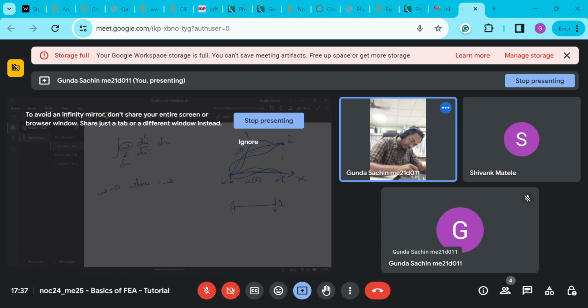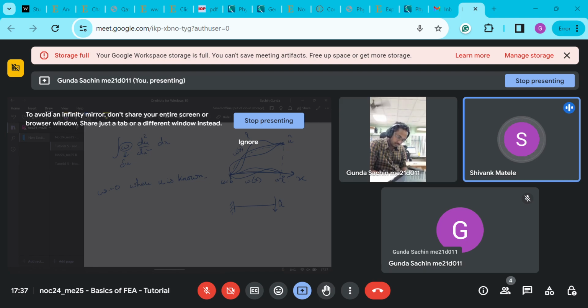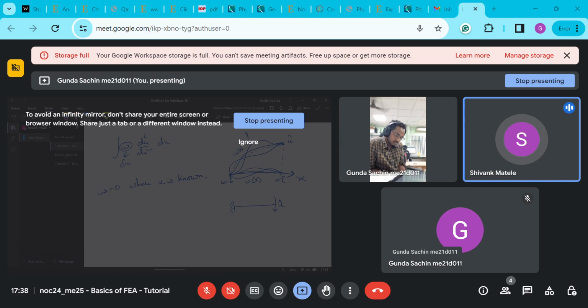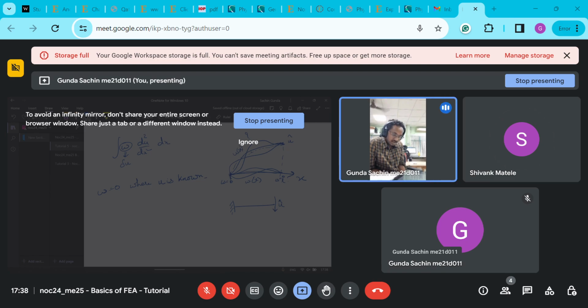That's the reason why when we say weight function, we say that W is 0 where U is known, because W is variation of U, and where U is known, we won't have to find its variation. So yeah, but when we are multiplying by weight function, we are basically multiplying by variation.